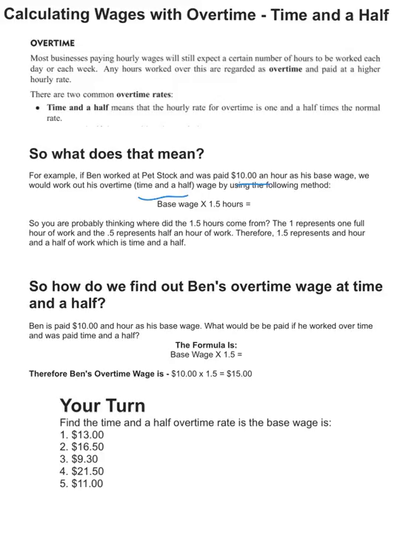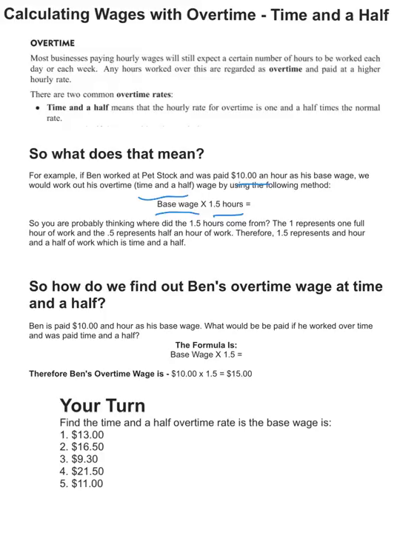We work out what Ben's base wage is, so we know that's $10, and then we times it by time and a half, which is 1.5. So you're probably thinking, where did 1.5 hours come from? The 1 represents 1 full hour of work, and the .5 represents half an hour of work. Therefore, to work out time and a half, we need to times our base wage by 1.5, which represents 1.5 hours of work, so time and a half.